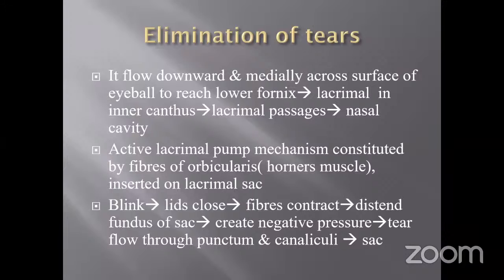So the active lacrimal pump mechanism is constituted by the fibers of the orbicularis, which are inserted on the lacrimal sac. When we are blinking, the lids are being closed. When the lids are closed, which fibers are contracting? The orbicularis oculi muscles are contracted. That causes distension of the fundus of the lacrimal sac, which will create a negative pressure. Due to this negative pressure, the tear will flow through the punctum and canaliculi into the sac.